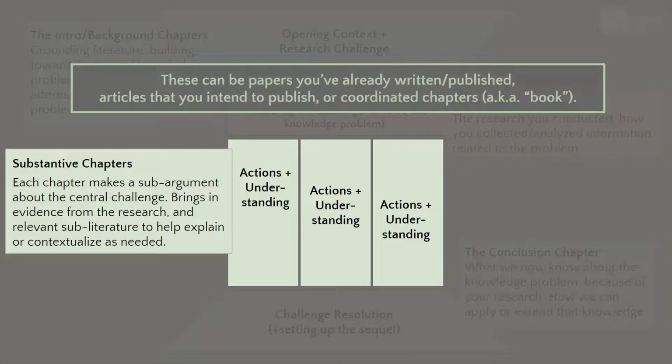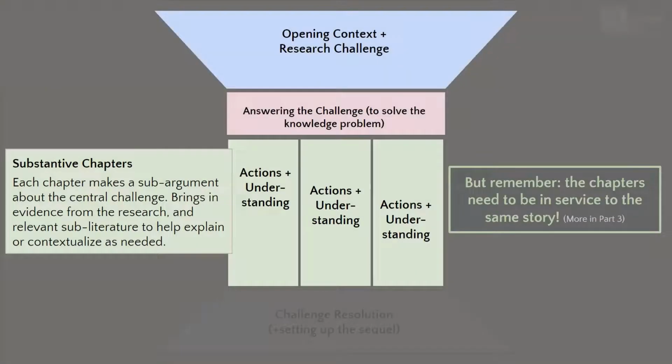These can also be papers you've already published or articles that you intend to publish or coordinated chapters. So if you intend to write a book dissertation, you can coordinate all of these chapters to work together in your future book manuscript, or you can assemble these from papers you already have in progress or articles that you intend to publish after the dissertation. Again, we'll talk a little bit more about this in part 3.